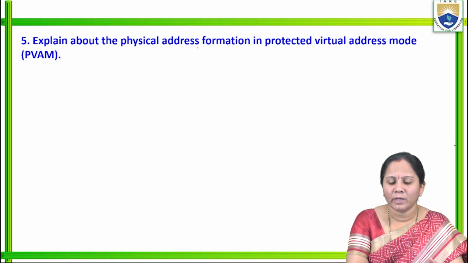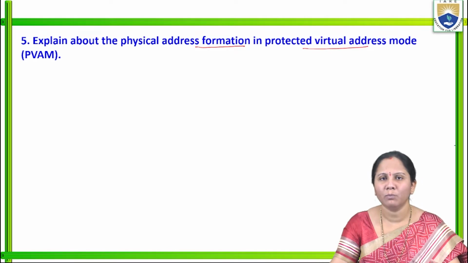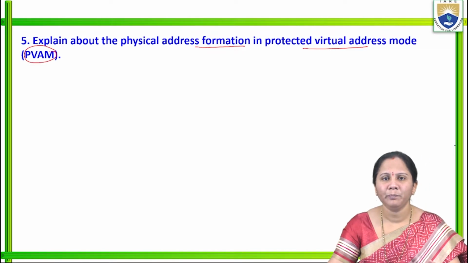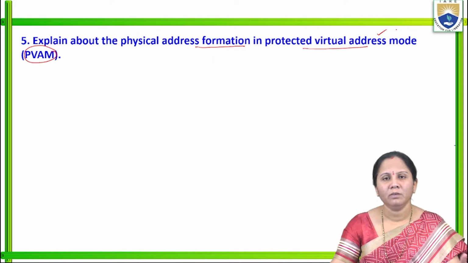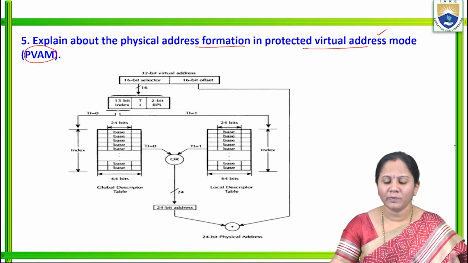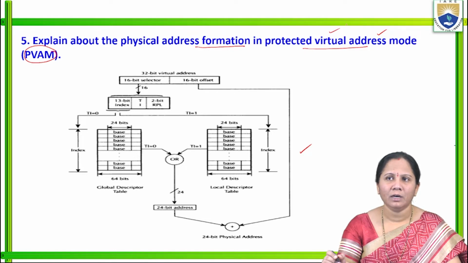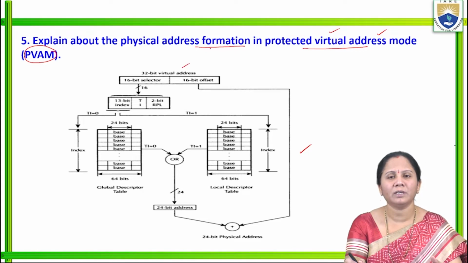And so here explain about the physical address formation in the protected virtual address mode. So this protected virtual address mode is also called as PVAM. So when the advanced microprocessors are operating in this protected virtual address mode, physical address calculation will be different. It is not same as 8086. So we have to consider this figure in order to calculate the physical address when it is operating in the protected virtual address mode.